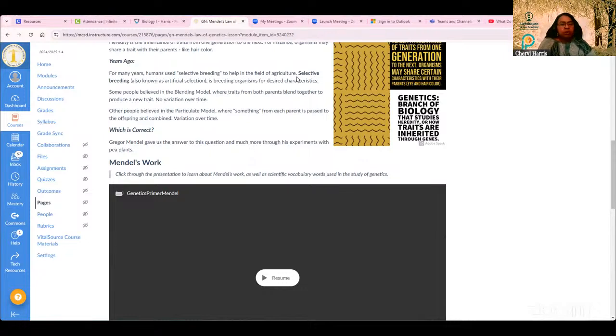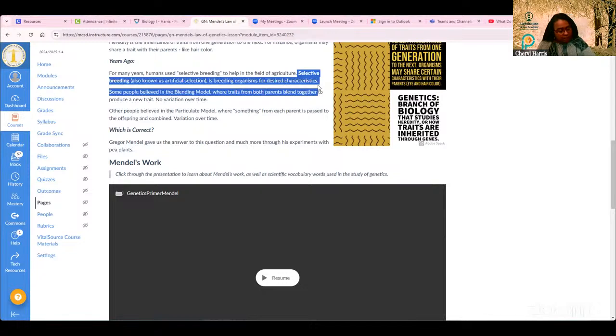So this is where we call selective breeding. He picked which plants he wanted to use. He had a technique where he took the pollen from one plant from the male structure and placed it on the female structure so that he could get the type of results that he was looking for. So selective breeding is what we're looking at in this activity.